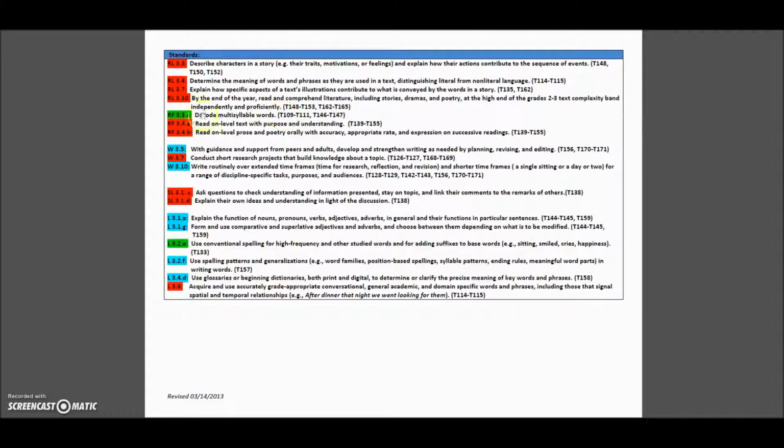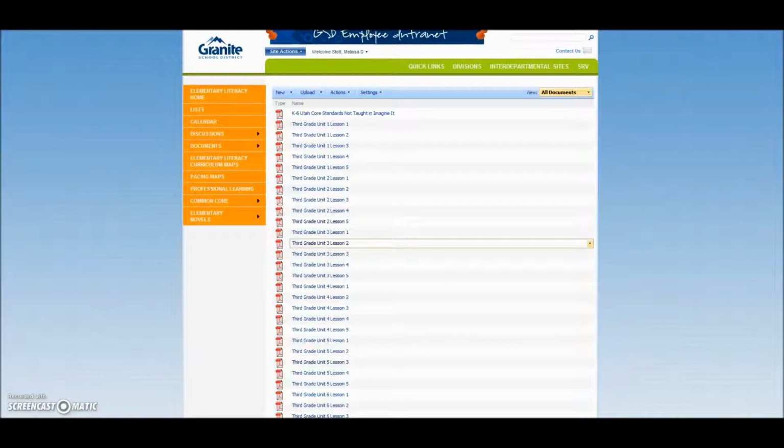You can also find the standards that are being taught in each lesson. The red standards match with the red section or the comprehension section. The green match with the green or the phonics or word work. And the blue standards match with the language arts or the blue section in Imaginate.